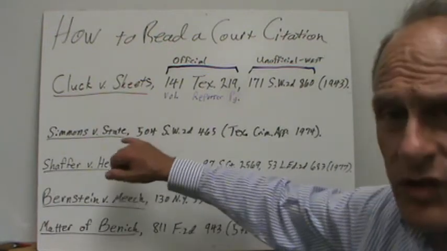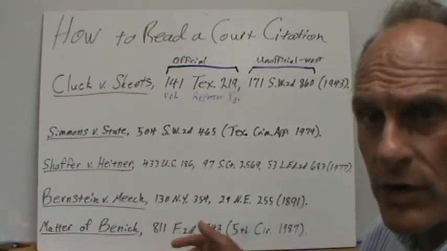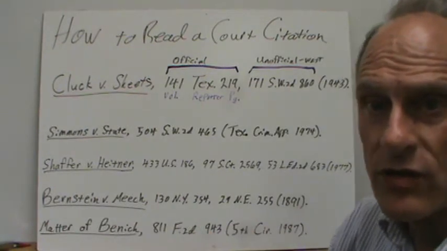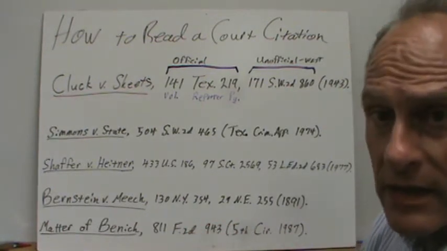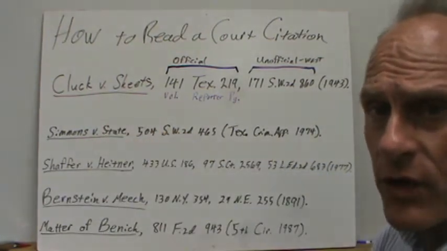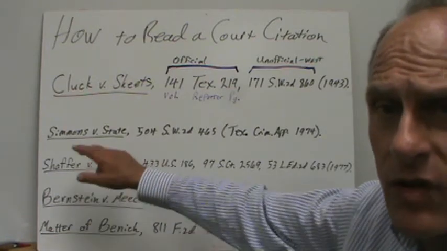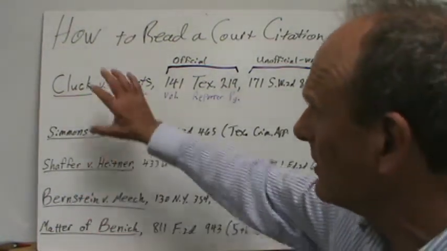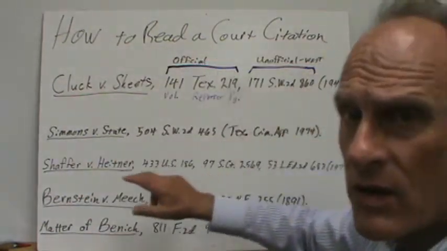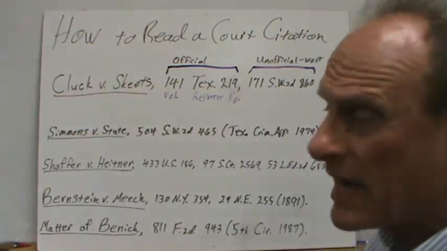This is from your worksheet, so I'm gonna use some examples from it, and then you can continue the rest of the worksheet and turn it in. All right, this first case, Cluck versus Sheets. You'll notice the title of the case. Whenever we do a citation, and this is called a citation, we always underline the short title of the case.